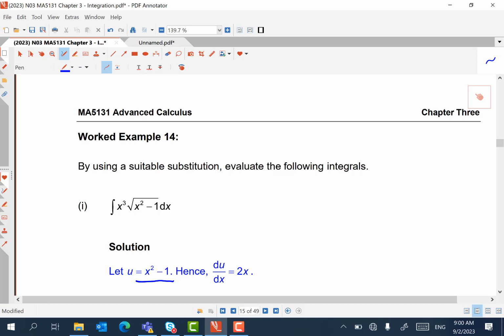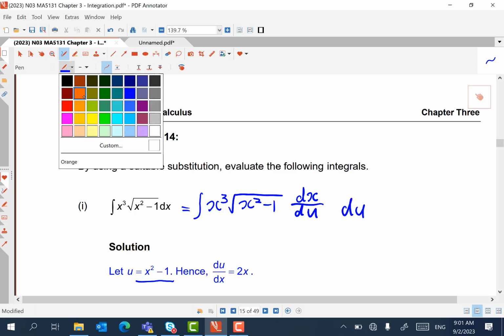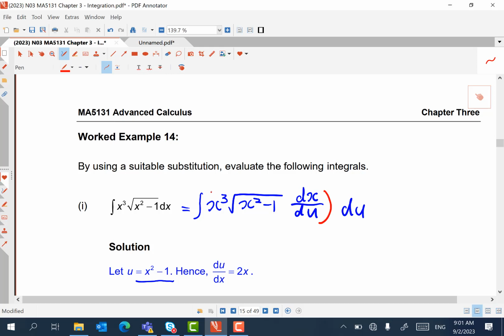The only thing that you need to worry about is when you do it by substitution, the whole idea here will therefore be equals to x squared, x cubed into x squared minus 1 dx du, and the idea behind is you want to change this one entirely to become u. Okay, change everything to be in terms of u. So how to change everything in terms of u?